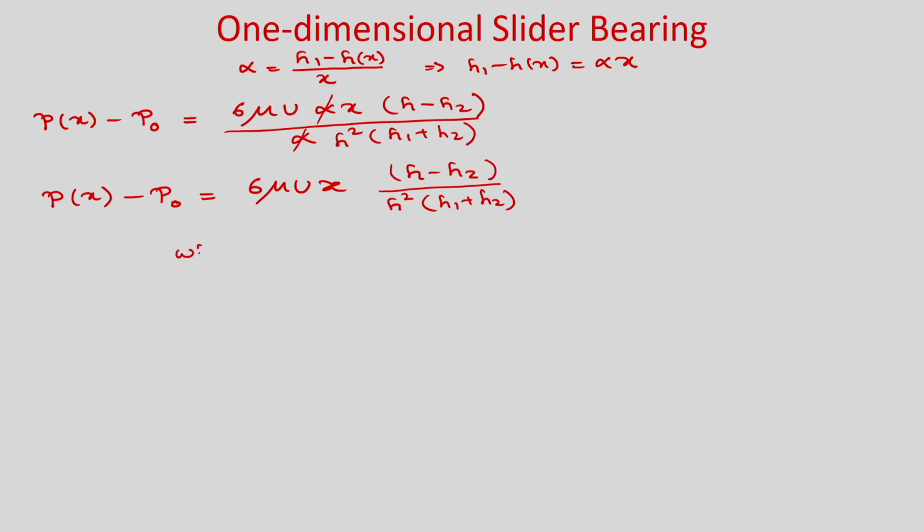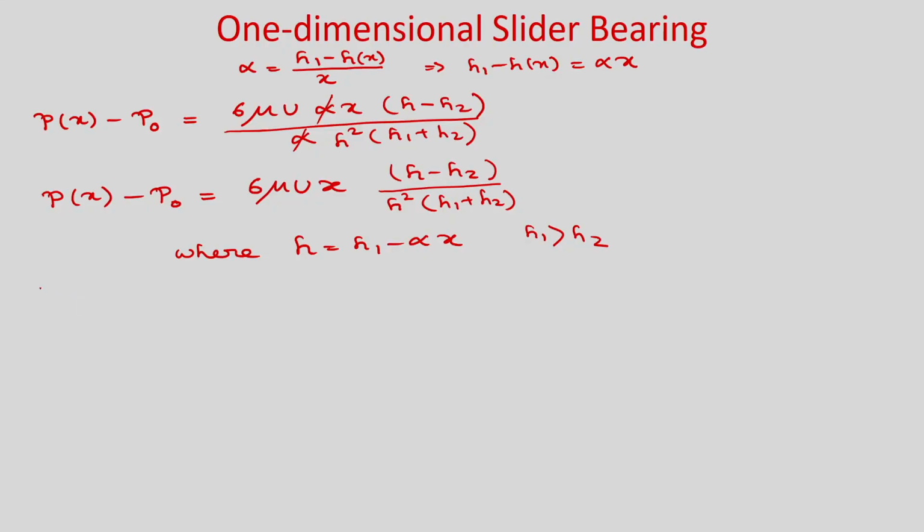Okay, where H is equal to H1 minus alpha x and H1 is greater than H2. Okay, so now we have found the pressure distribution inside the slider bearing. If you can solve this equation, you will be able to find the pressure distribution inside the slider bearing having the same pressure at the inlet and outlet. If you use some suitable non-dimensional parameters, we can write this pressure distribution in non-dimensional form. So, we will use the following non-dimensional parameters.